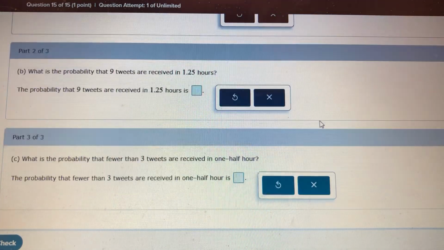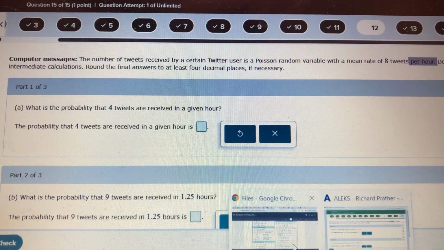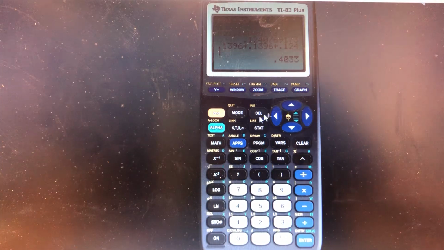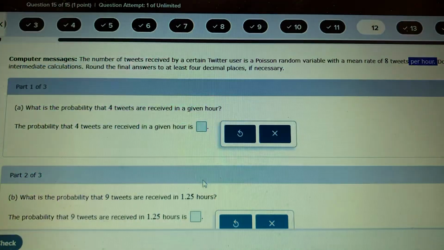This is not about the mean, this is probability. So what is the probability that 4 tweets are received in a given hour? Notice this is a given hour and this is a given hour. So now they're not changing the units. Then I get to keep lambda as 8 the whole time. So what's the probability of 4 tweets in an hour? In other words, exactly 4. And lambda is going to stay 8 this time. So Poisson PDF, 8 comma 4. 0573. Bump that 2 up to a 3. 0573.